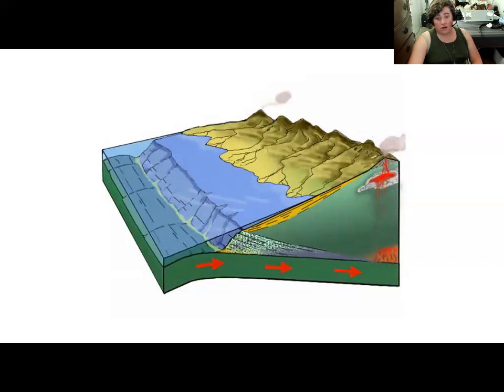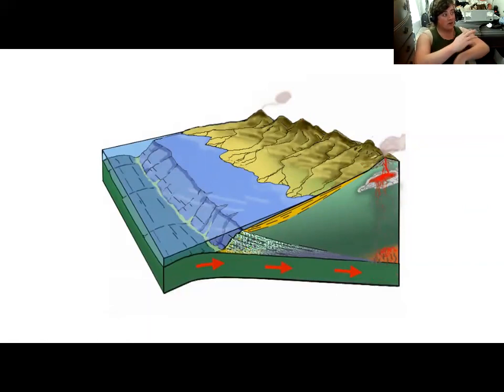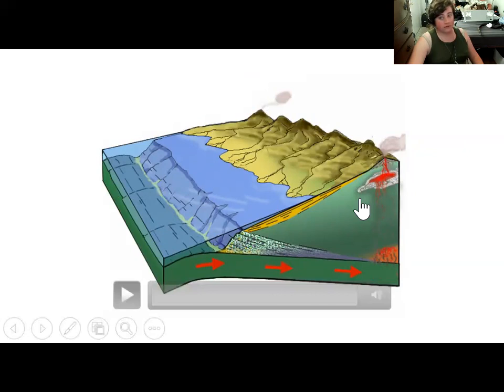So not all convergent plate boundaries involve subduction. If there's two plates made of continental crust, you will get continental collision and mountain building instead. But as long as you have at least one oceanic plate, one of them will go under and cause melting and cause subduction and this arc of volcanoes.